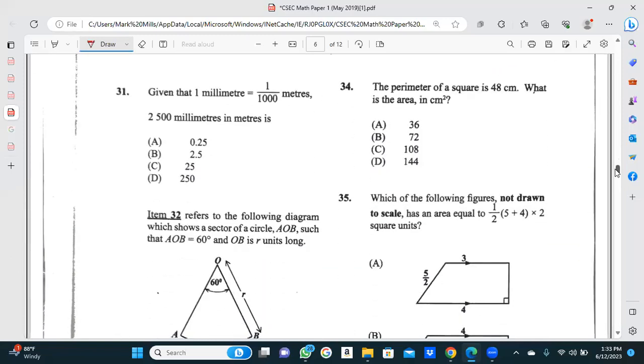We know 31. What's the answer for 31? B. 2000 B divided by what? 1,000. Right. So that gives me a B. All right.